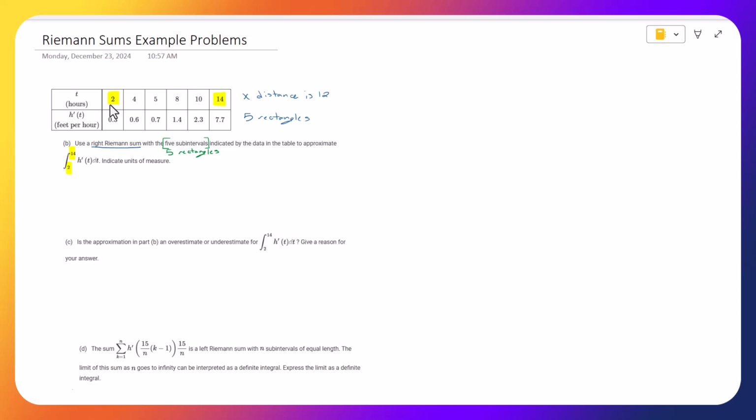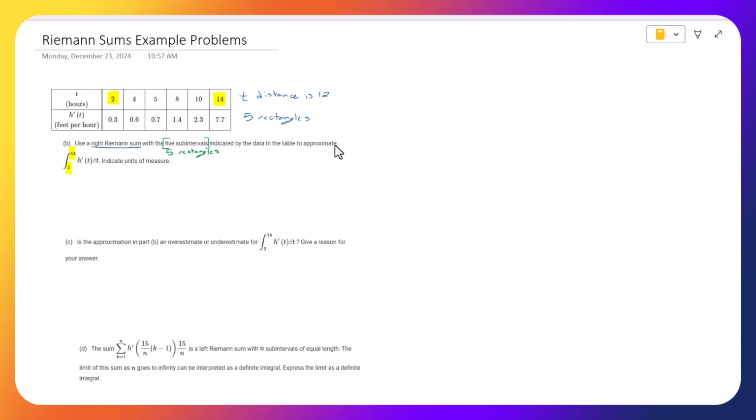I keep saying x, in this case we're doing t. Our t distance doesn't matter here, not because we have a table, but because it doesn't say we want 5 even subintervals. Like if we look down here on part D, it's talking about subintervals of equal length. That's when we would be using this part here, but it doesn't say equal. So we need to divide this table into 5 rectangles.